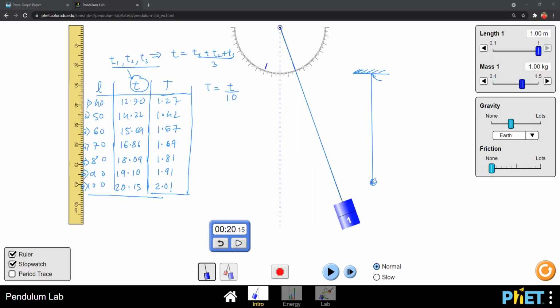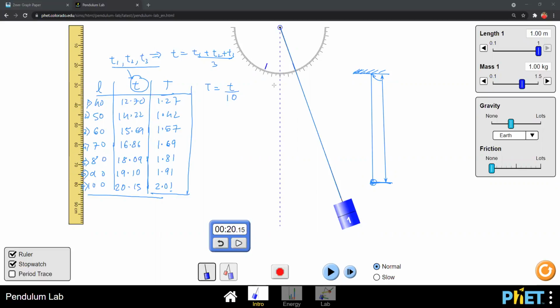And of course you have to take measurements with the help of a scale, and this should be the length from the center of the mass till the point where you have suspended it. So you will not need a simulation, and you can use the stopwatch in your mobile phone to measure the time period. So you can perform this experiment by hanging something and making a simple pendulum.